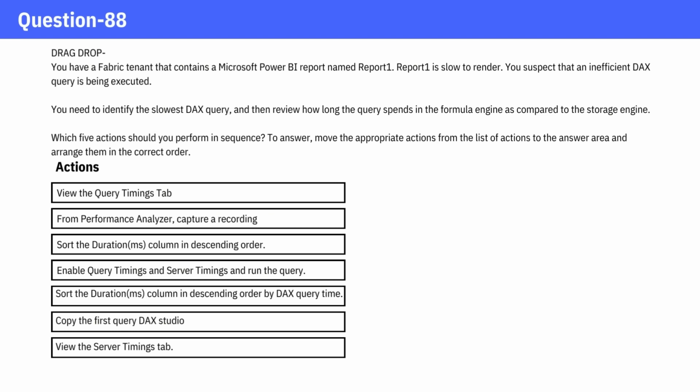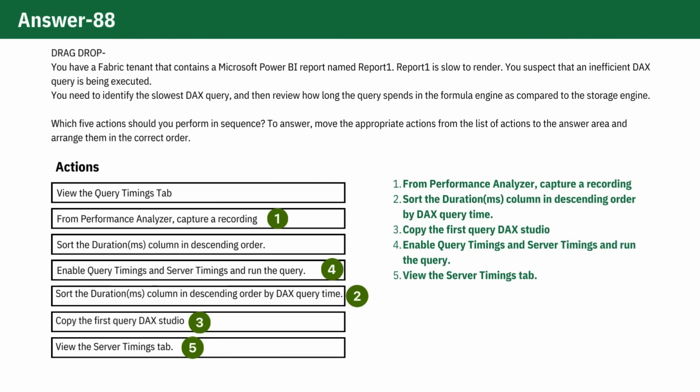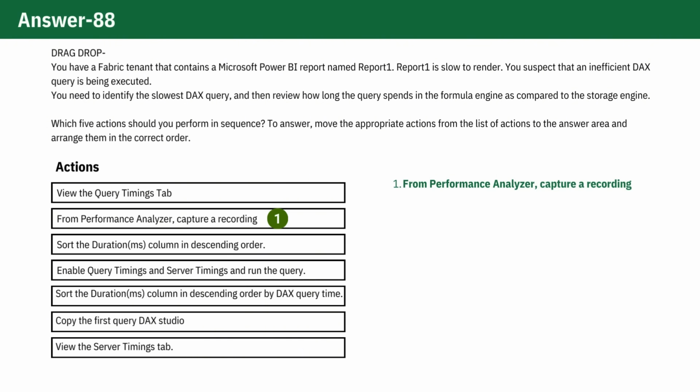Pause the video and go through the answer options carefully, and then check your answer. Here are the answer options in sequence. 1. From Performance Analyzer, capture a recording. Start by capturing the performance data using the Performance Analyzer in Power BI Desktop. 2. Sort the duration, milliseconds column in descending order by DAX query time. Sort the results to identify the slowest DAX query.